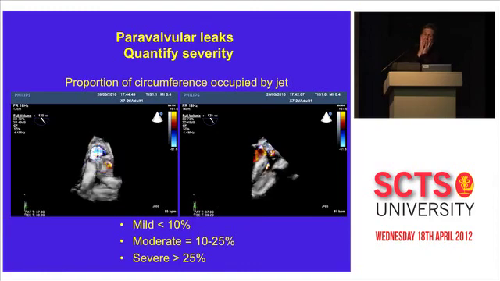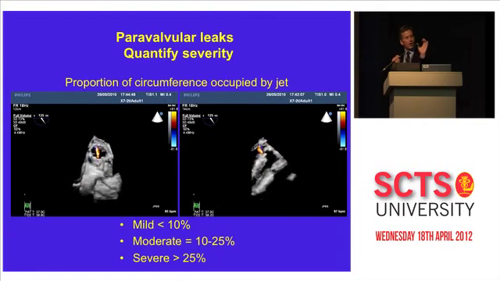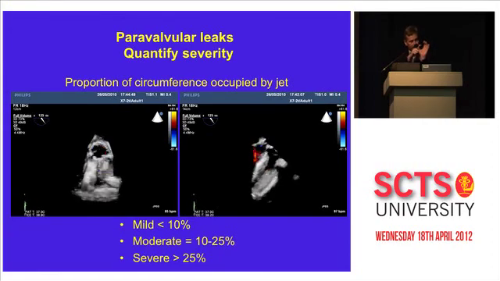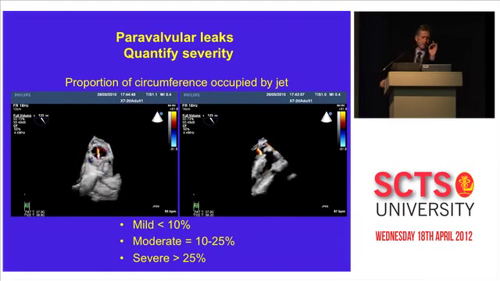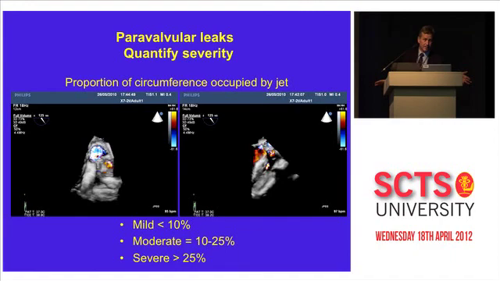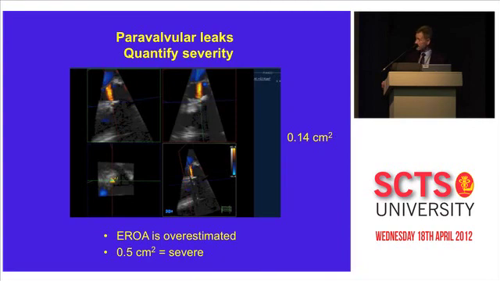One very useful way of quantifying is, they say, the proportion of this paravalvular leak, how much of the circumference of the stent or of the prosthesis does it make up? If it's less than 10%, then it's mild. 10 to 25%, moderate, and severe when it's more than 25%. Severe is usually quite easy to see and to decide to do something. Is this a moderate one, this in-between one? But it doesn't mean that mild is innocent.